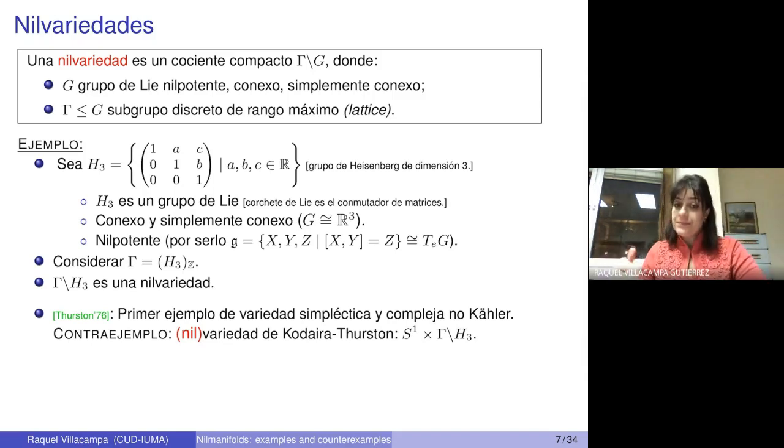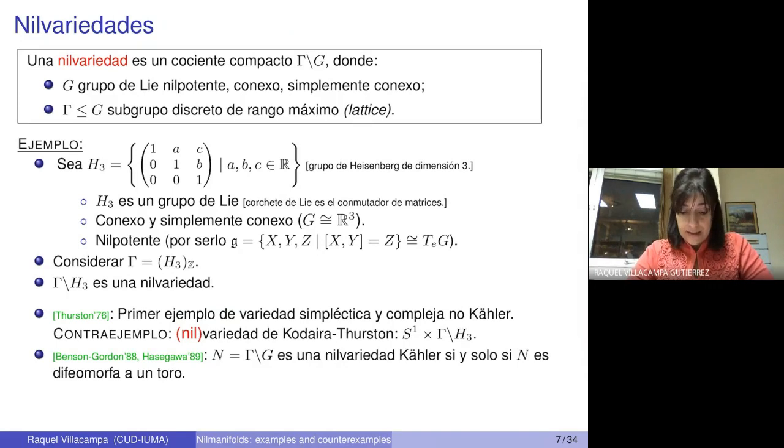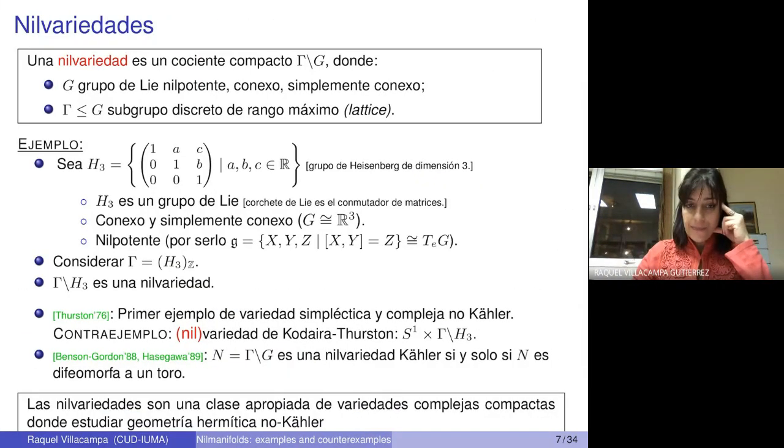In fact, this result is not a surprise, because some years after, in the late 80s, Benson and Gordon and then Hasegawa proved that a nilmanifold is Kähler if and only if it is diffeomorphic to a complex torus. In this setting, observe that nilmanifolds are a good class of complex compact manifolds in order to study Hermitian geometry, but non-Kähler Hermitian geometry. So, studying this type of manifolds, we are going to obtain examples of manifolds satisfying certain properties, and we are sure that these manifolds are non-Kähler.